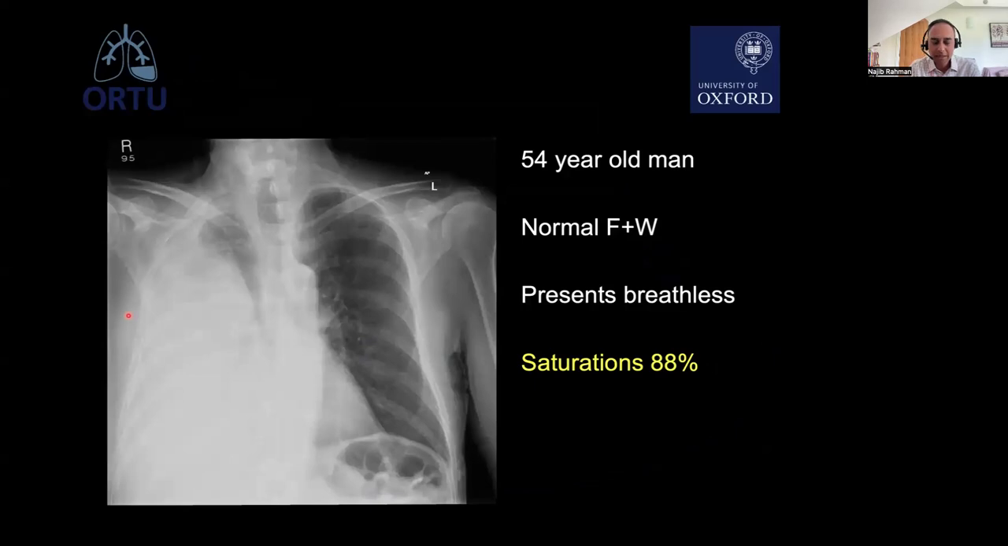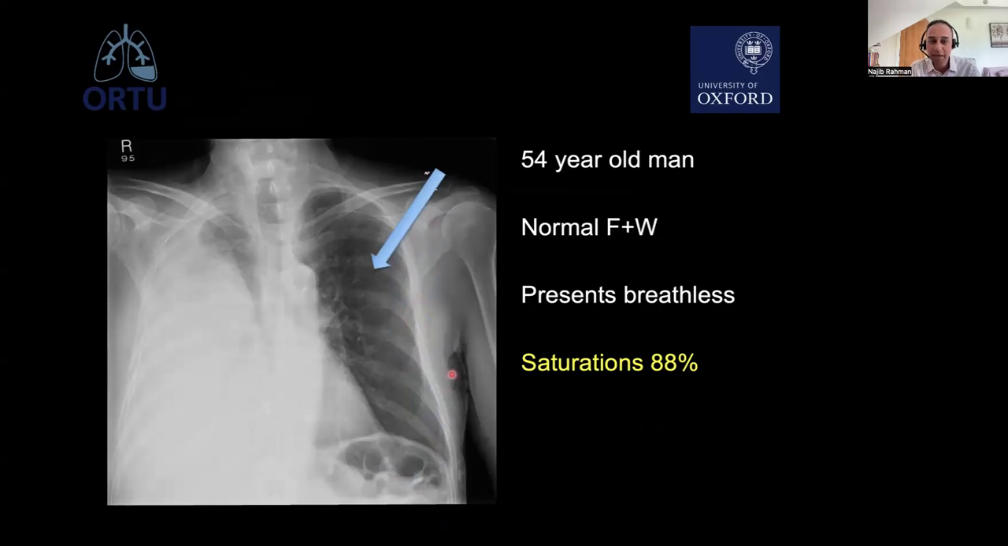Now, let's take the same case, same man, 54-year-old, fit and well, he presents breathless. This time the saturations are 88%, so this is lower than we would expect. The question is, how do you respond to this? Is the low saturations due to the effusion? And the answer is, it may be contributed to by the effusion, but whenever you see hypoxia with a unilateral effusion, you must think about the other lung.